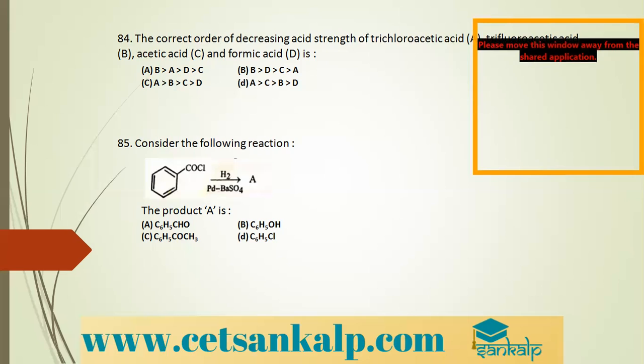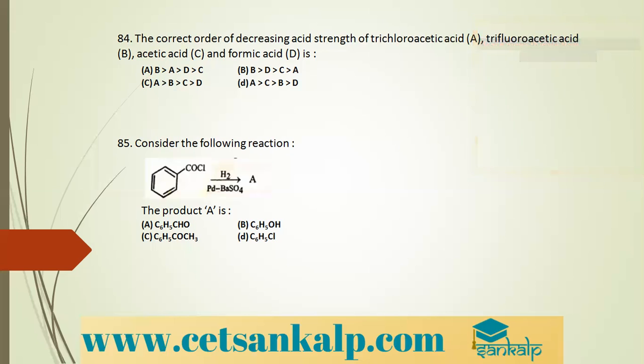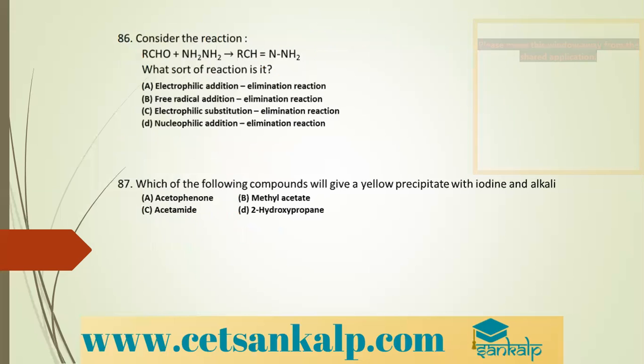Next, consider the following reaction. Acid chloride, we have discussed this already. Rosenmund reduction, reduction in presence of H2 and Lindlar's catalyst, palladium poisoned with barium sulfate. What is A? We get an aldehyde, that is an aromatic aldehyde. Benzaldehyde is obtained.